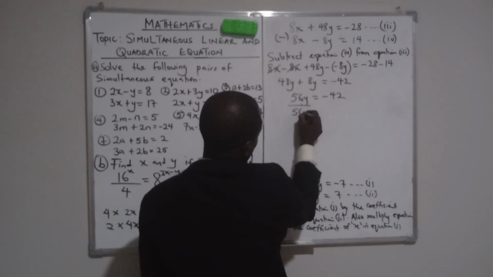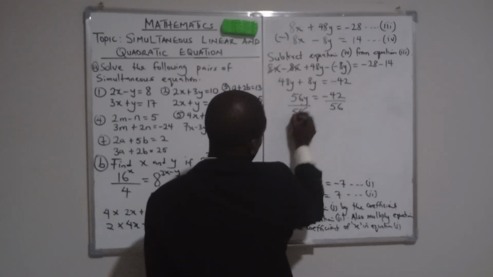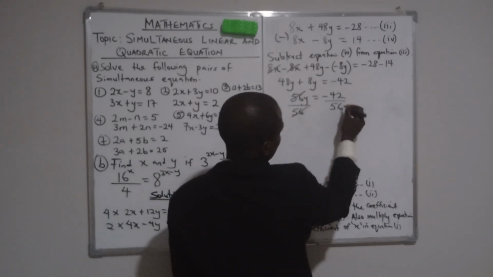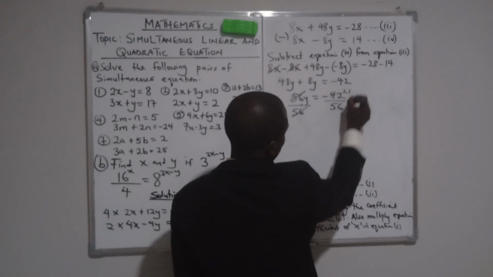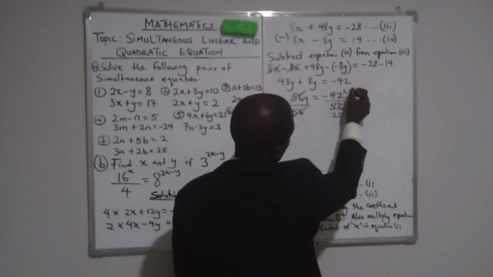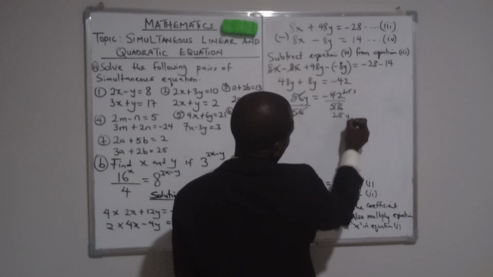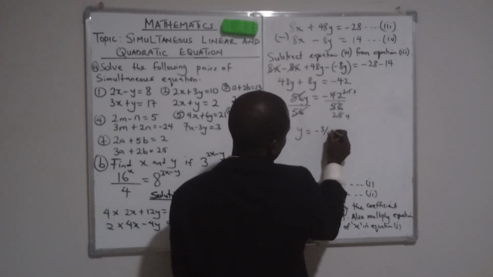Divide both sides by 56. 56 cancel 56, let's see what can go into these two values. 2 into 14 is 7, 2 into 16 is 8, 7 here, 3, 7 here, 4. y equals to minus 3 over 4.